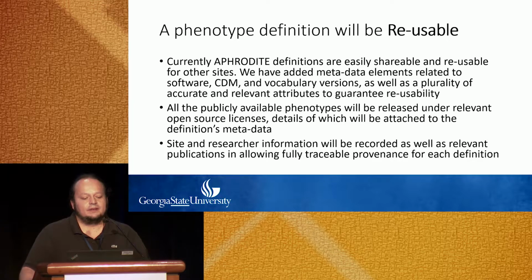It will be reusable. In this sense, all the definitions are easily shareable and reusable for other sites. We have all the metadata elements necessary in the software: CDM version, vocabulary versions, and all the attributes that guarantee reusability. When you have licenses, you also have publications associated with it, so you can put the DOI numbers on them, and site and researcher information. If you're interested in a bigger picture of all these little fields that we're putting in the definitions, you can see the poster where I have the list of all of them.